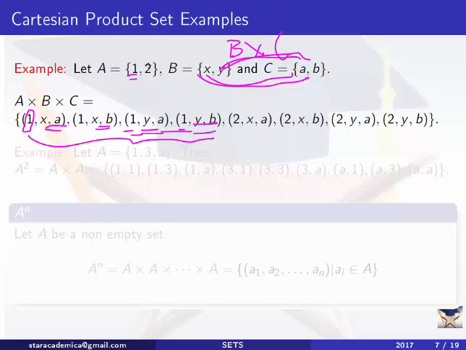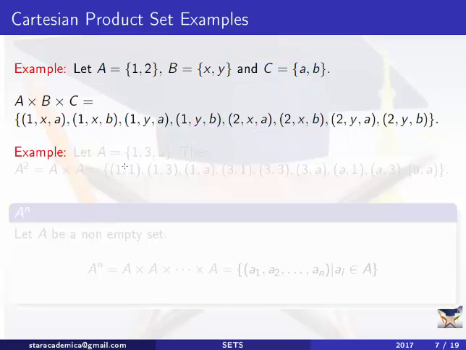Okay, so now we have 2. For the 2, again, we have B cross C. We do the same thing, x a, x b, y a, y b. You can copy it from there. So these are all the elements. Okay, so we can generalize this for 4 sets or 5. It's the same idea.